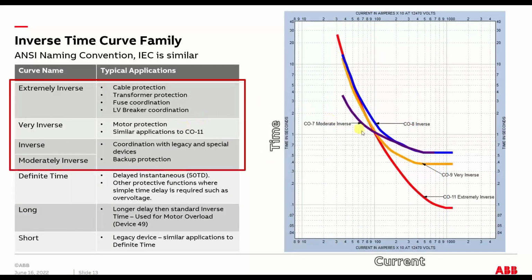Here's an explanation of the different curve types for the 51 device, the time overcurrent. This terminology comes out of the old electromechanical world, and basically it boils down to 4 that are going to be commonly used, and they're all based on the inverseness of the curve. So you have your extremely inverse, which is this red line here.